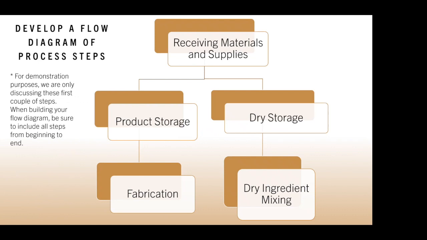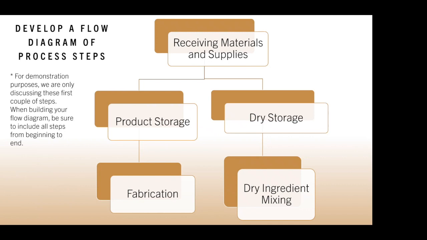After completing product descriptions, the next step is to build your flow diagram. The easiest way to do this is to physically walk through your facility and write down each processing step in order. As you can see on the screen here, the first step in this flow diagram is receiving materials and supplies. And then from there, the product can either move into product storage or move into dry storage.